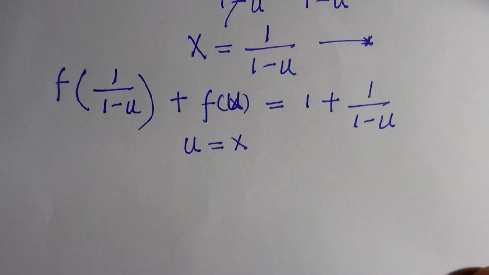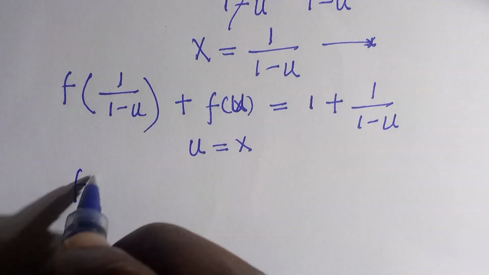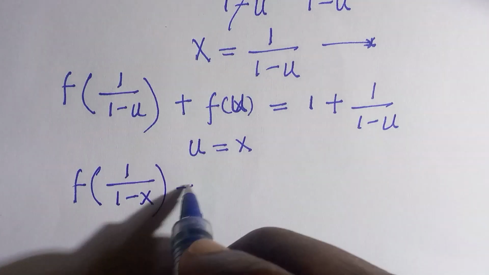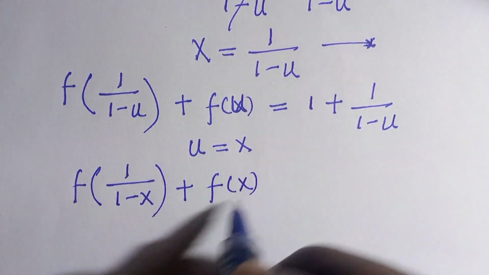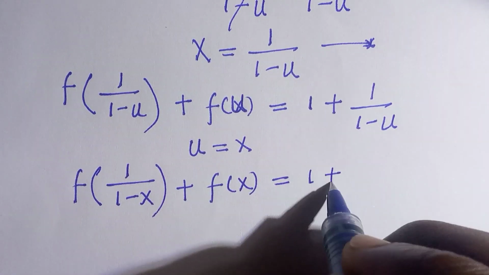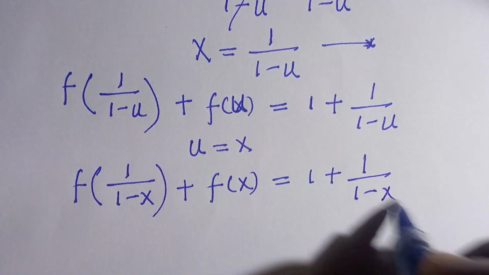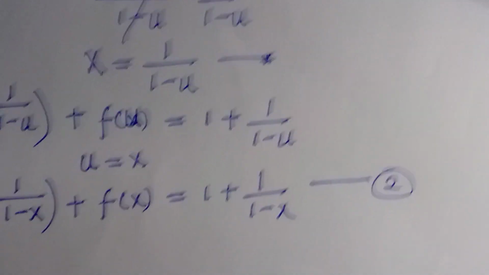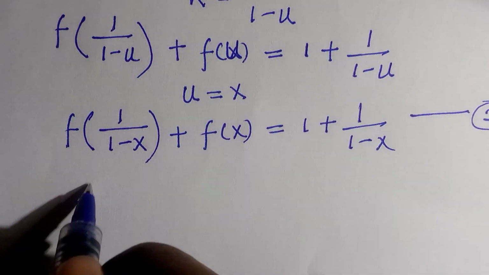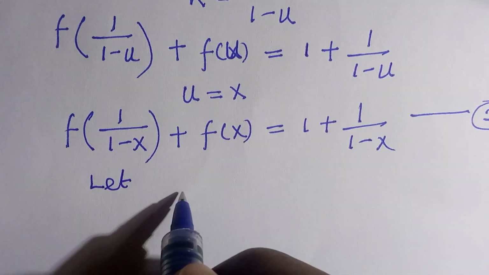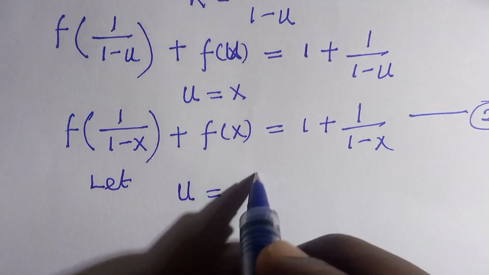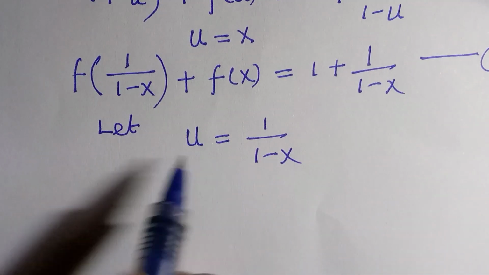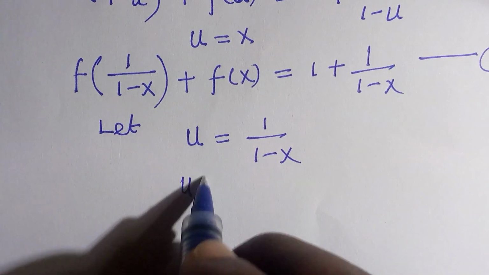Then we have f of 1 divided by 1 minus x, plus f of x equals 1 plus 1 divided by 1 minus x. If this is equation 2, then from this same equation 2, I will let again u equals 1 divided by 1 minus x. The reason is anything I get here, I will put in equation 1 to form equation 3.